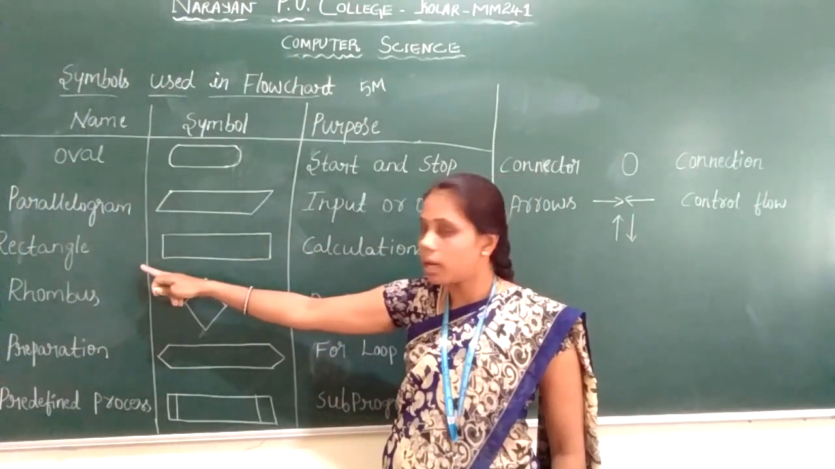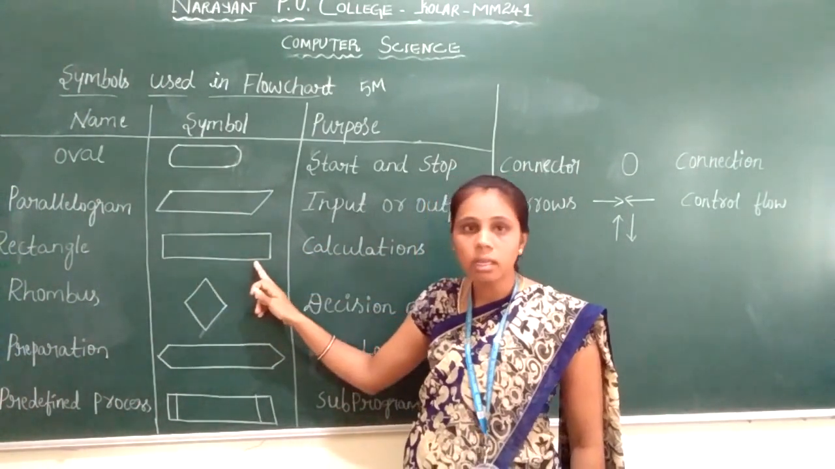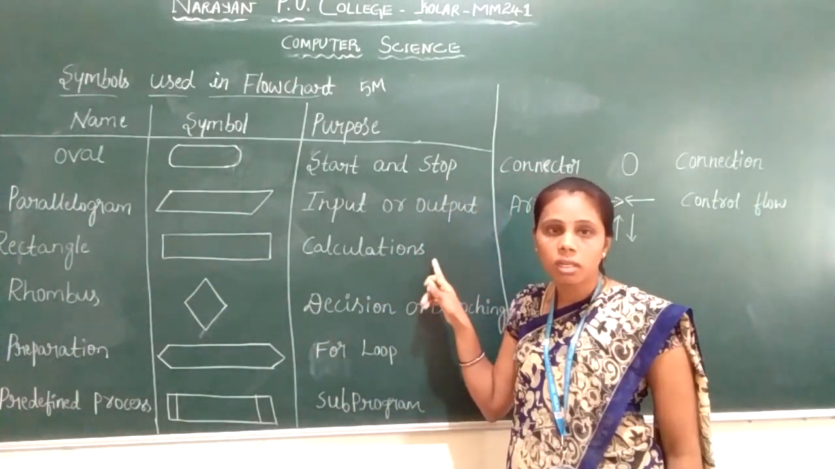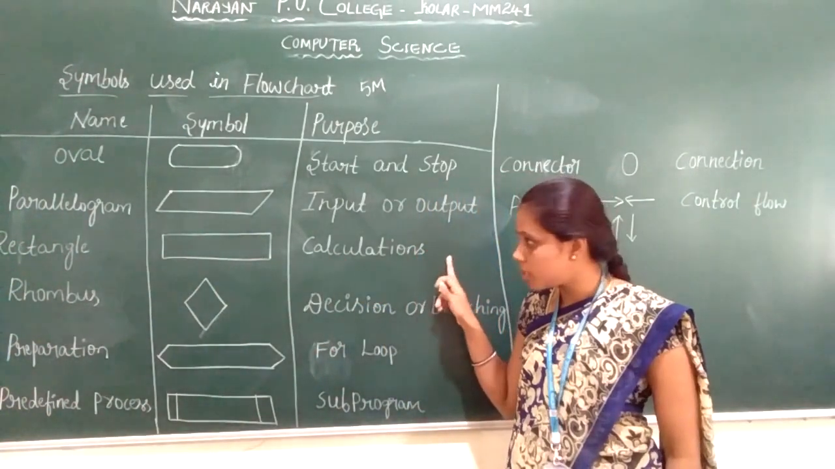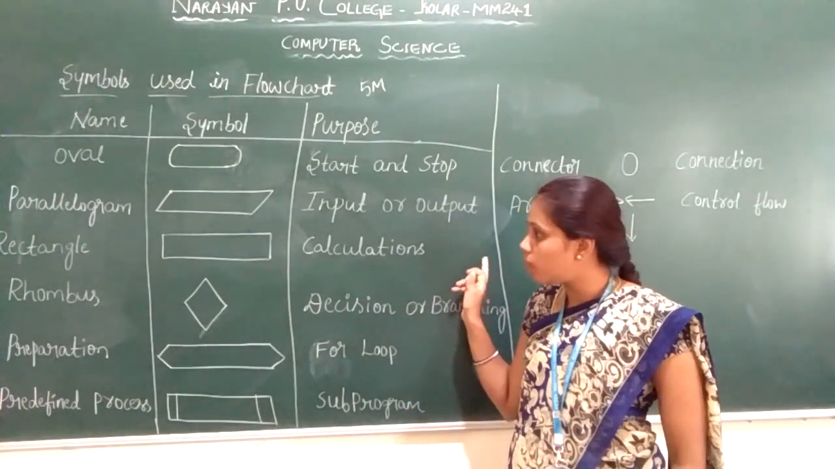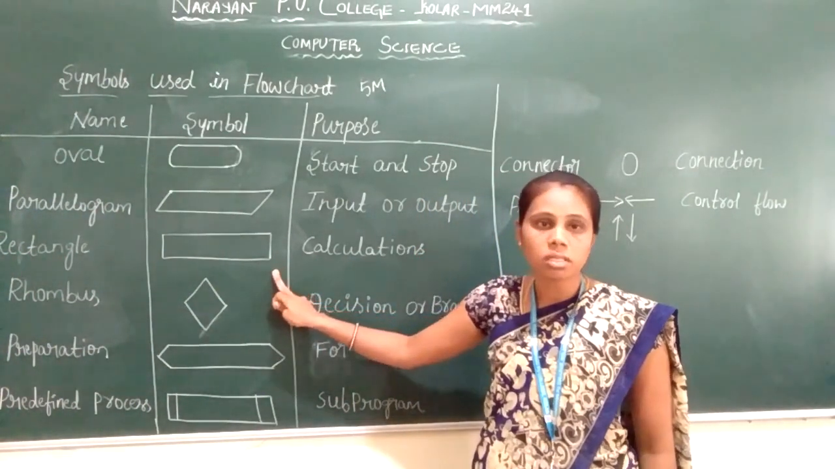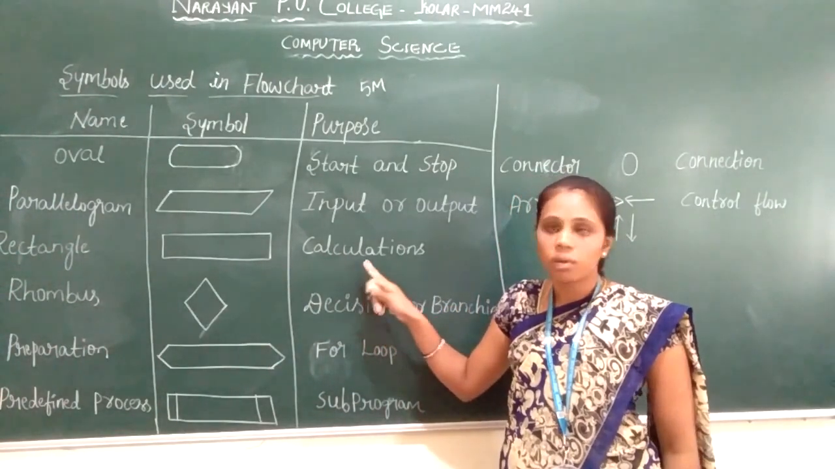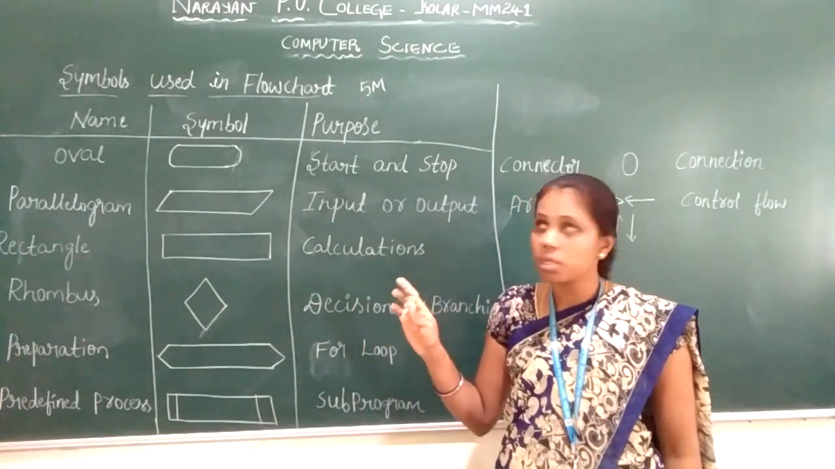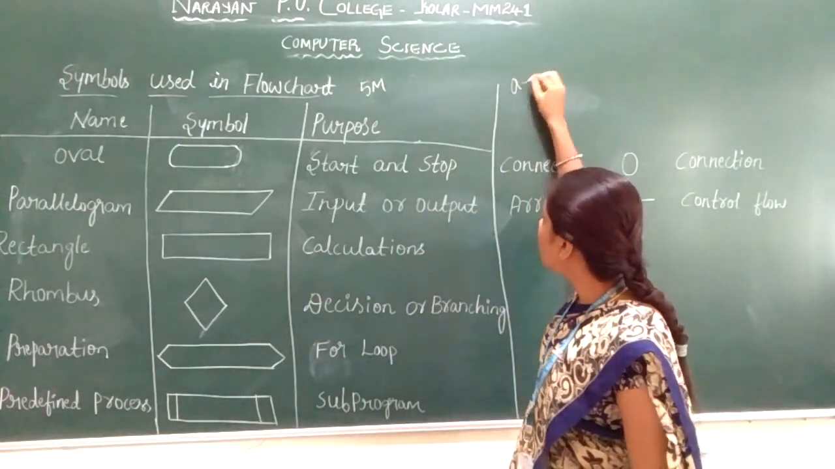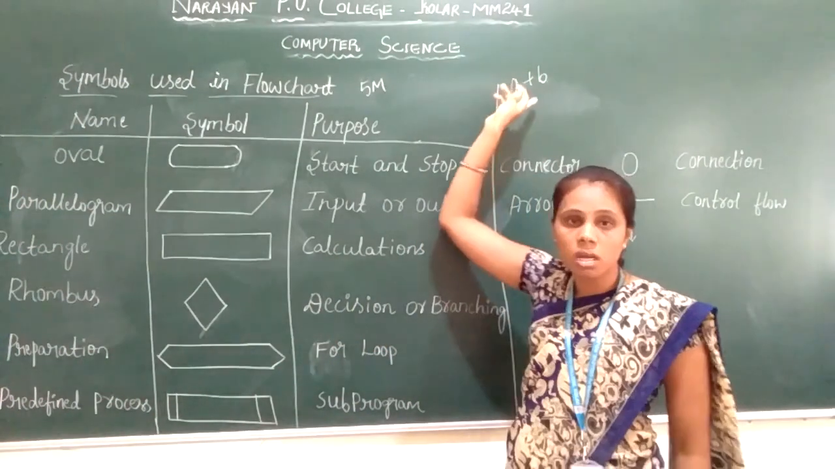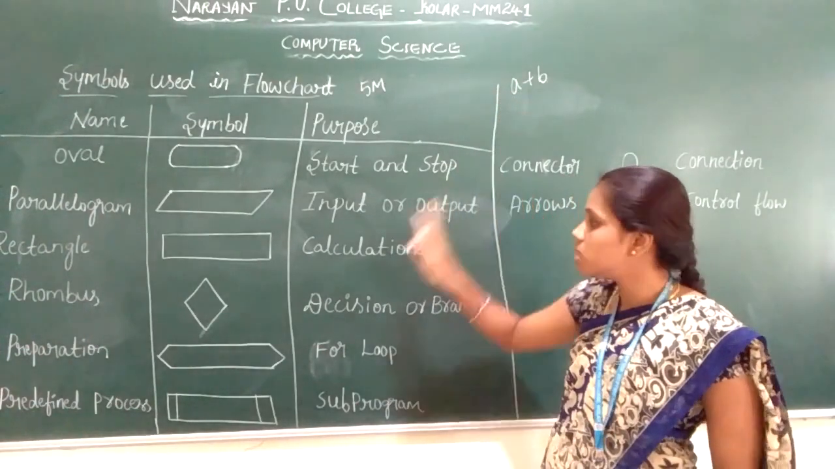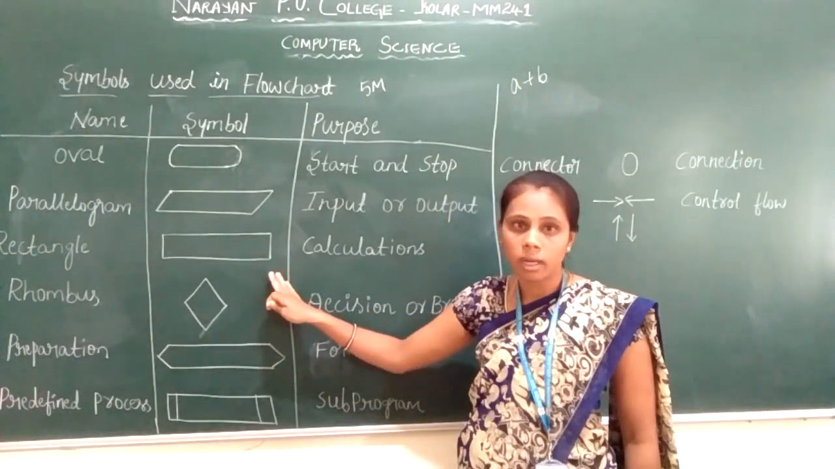Next, we have rectangle. Rectangle is used for any calculations. If we write any calculations in an algorithm, they can be represented in a flowchart using this symbol. Calculation, in the sense that we have solved addition of two numbers in the algorithm. Addition of two numbers means the logic calculation is A plus B. This is how we calculate addition of two numbers. To represent this type of calculation, we use a symbol called rectangle.